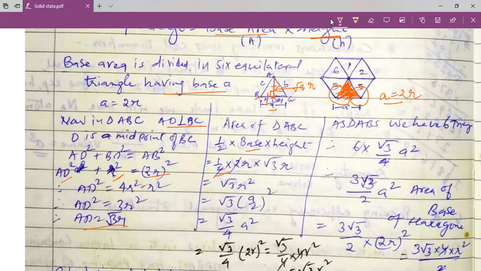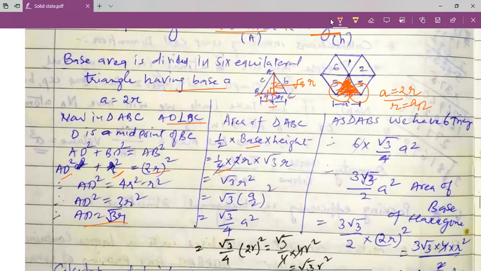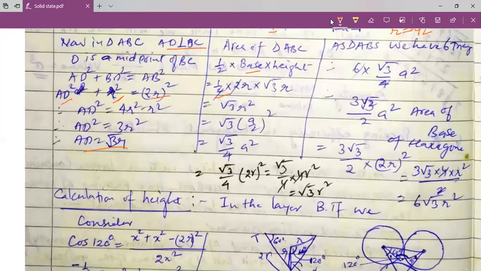Now we know that if A is equal to 2R, therefore R is equal to A by 2, we can write. So we can put R is equal to A by 2. So root 3 into A by 2 whole square, that is root 3 by 4 A square. So my dear students, root 3 by 4 A square we have got.